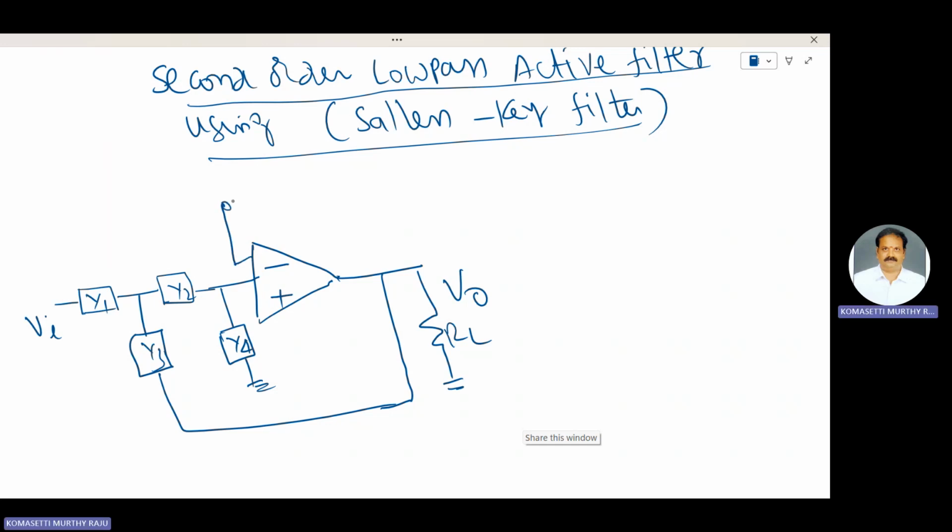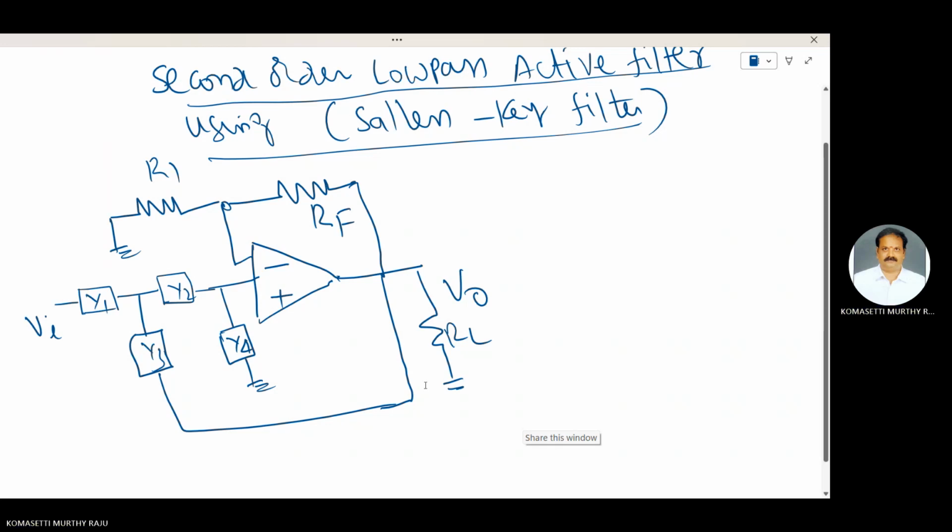The negative terminal of that op-amp is connected to two resistances, R1 and RF. R1 here, and this one is RF. This is the second order Sallen-Key filter circuit. A second order filter consists of two RC pairs connected in cascade. Y1, Y2, Y3 and Y4 are the elements of the second order filter.